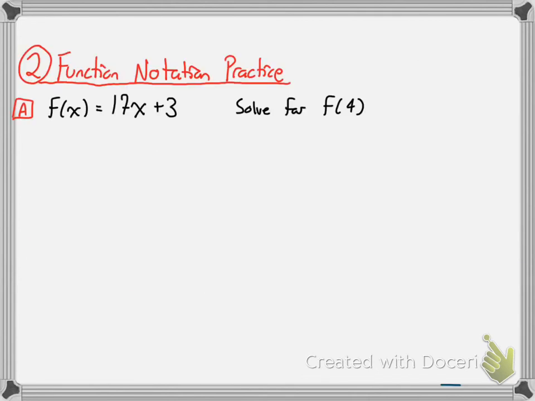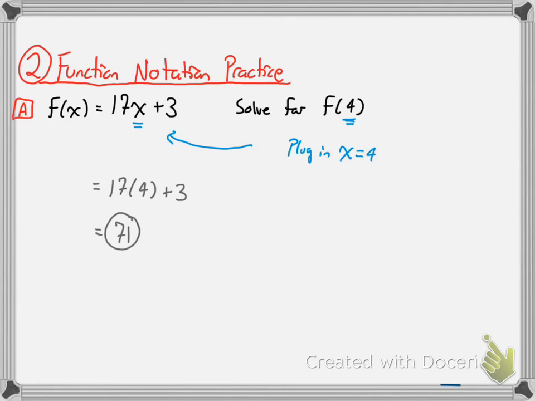And to end this video, let's just go over a couple practice problems of how to use function notation. In part A, we have the function f of x equals 17x plus 3. And here I want to solve for f of 4. So what's important to know here is that I'm not trying to isolate a variable. I already have my rule, so this is going to be pretty straightforward. To solve for f of 4, that's just telling me to plug in 4 where you see an x. So f of 4 is going to equal 17 times 4 plus 3, which is 71, and I'm done.